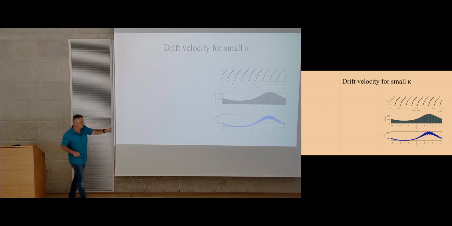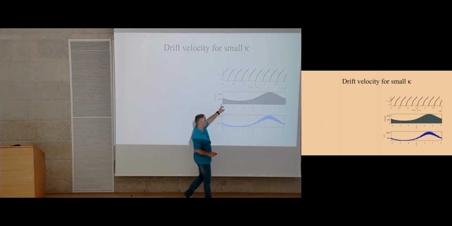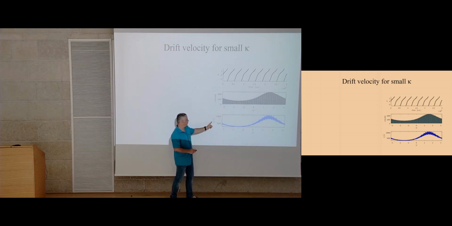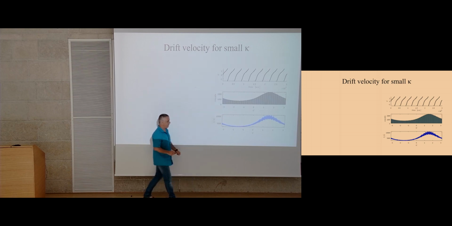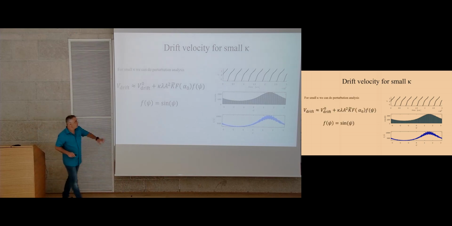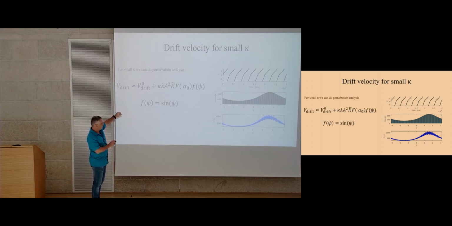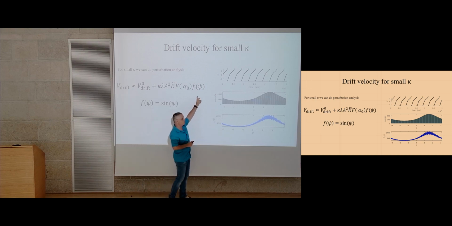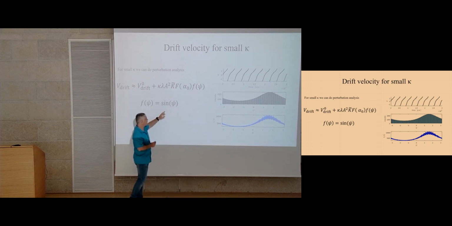And again, the probability of finding the neuron in a specific phase is proportional to one over the drift velocity in that phase. For small kappa, we can use our understanding to derive exactly how different parameters affect the drift velocity, but mostly we're interested in how the phase of that neuron affects the drift velocity, because this is what determines the distribution of the phase in the population.